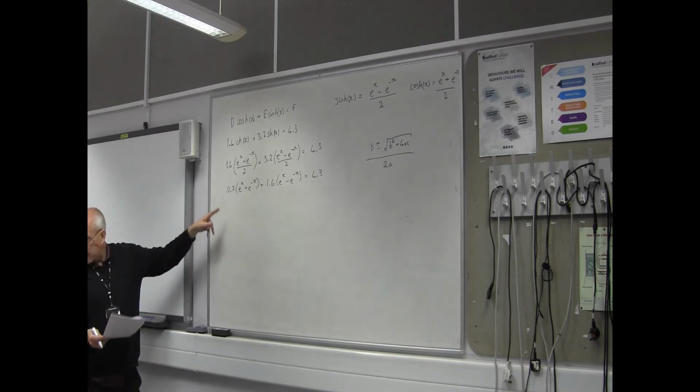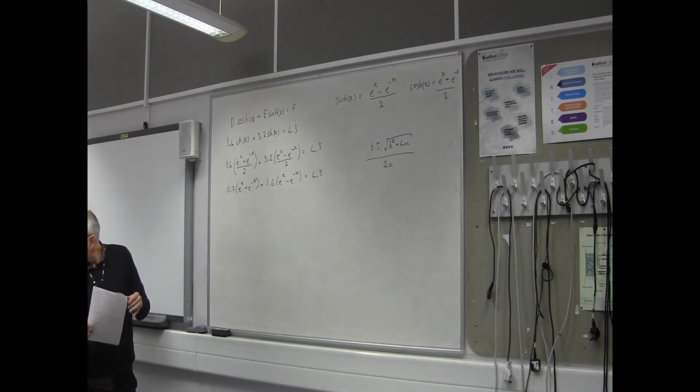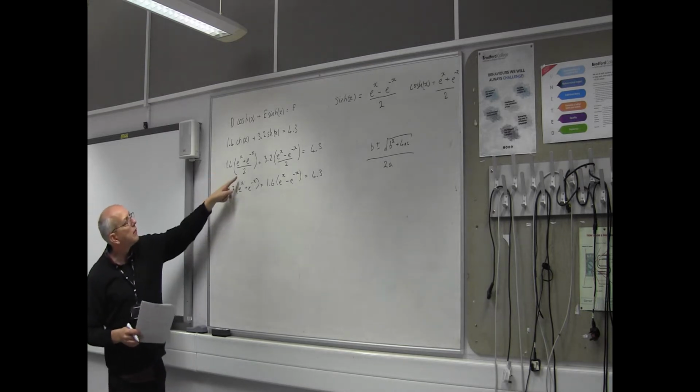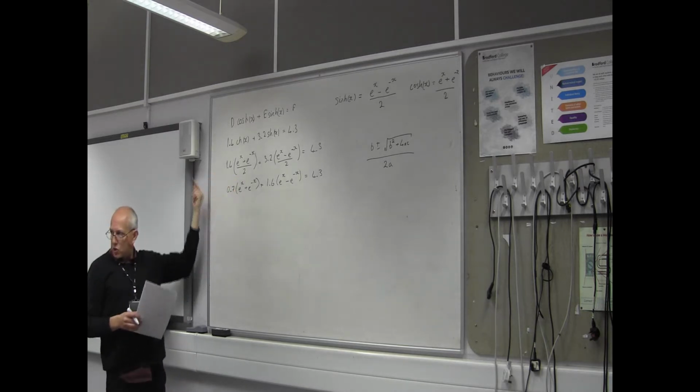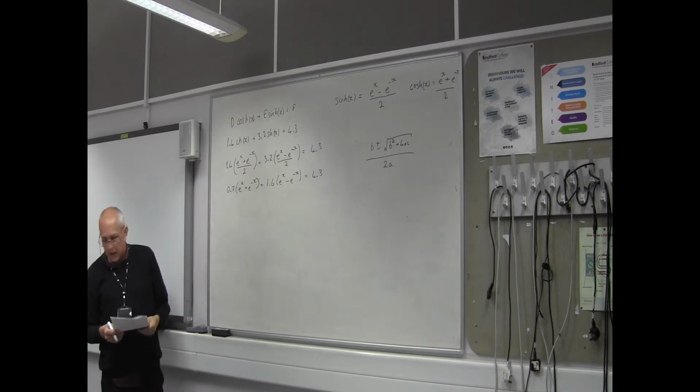Then I multiply out my brackets. So this one, where is 0.7? The 0.7 is 1.4 divided by that 2. Taking the 2 outside the brackets and dividing it. So we're simplifying.